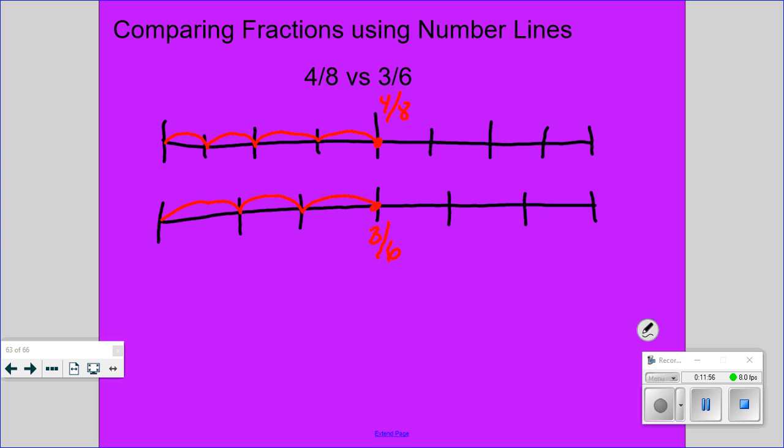Alright. How are we going to say 4 eighths versus 3 sixths? What symbol would I put, Jackson? Equal sign. 4 eighths is equal to 3 sixths. They're equal. We know they're equal because they take up the same distance. Even though one of them had more jumps, one of them had bigger jumps, they ended up at the same spot.